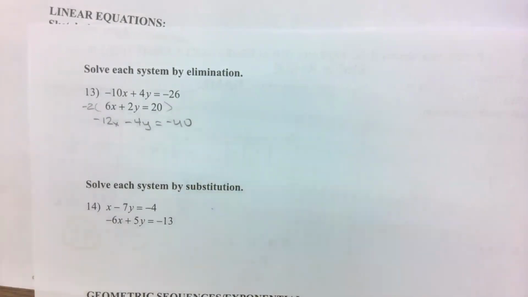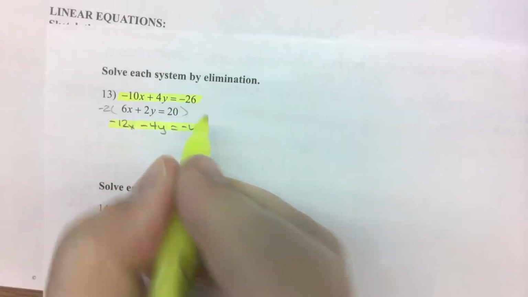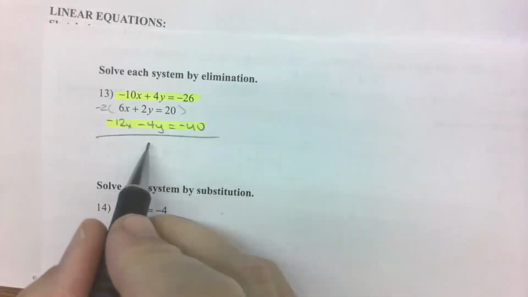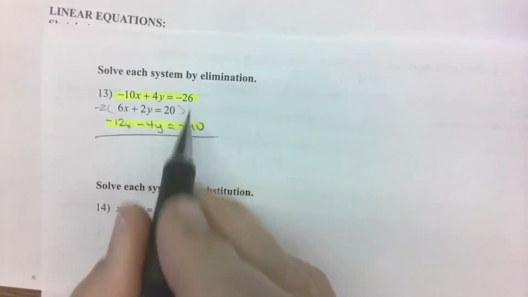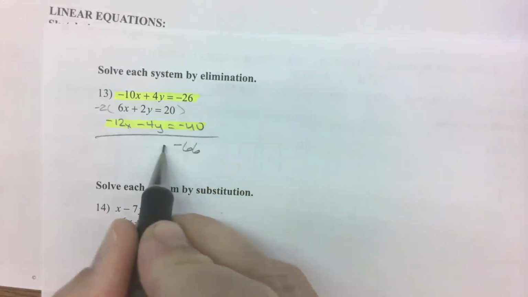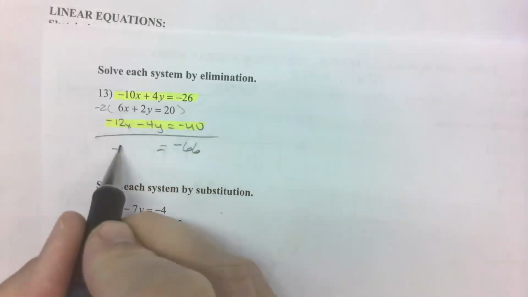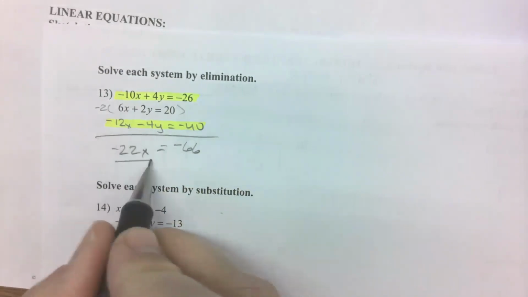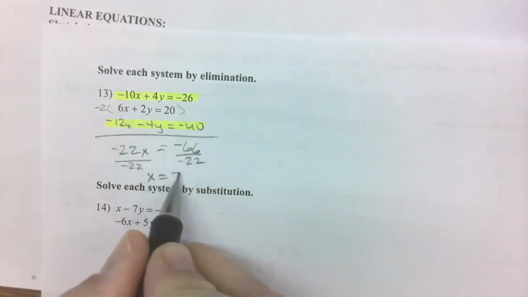Now, I'm going to take my original equation, and this manipulated equation, I'm just going to add them straight down. The reason I know I'm ready for this is because I've set it up that my 4y and my negative 4y are ready to cancel, be eliminated. So negative 26 and negative 40 is negative 66. 4y and negative 4y cancels, becomes 0. This becomes negative 22x. But I don't want a negative 22x, I want just 1. So negative 22 is my divisor, and I get x is equal to 3.